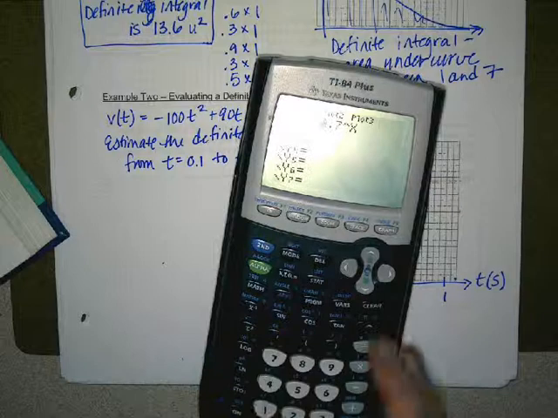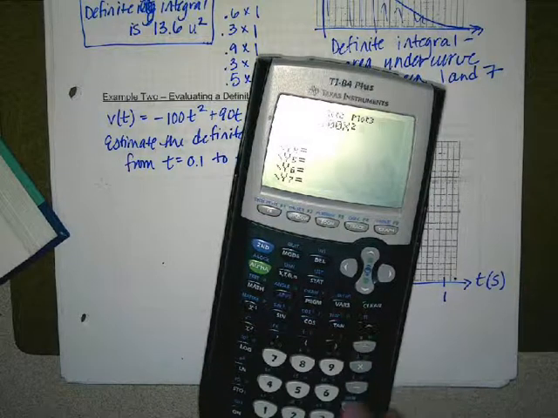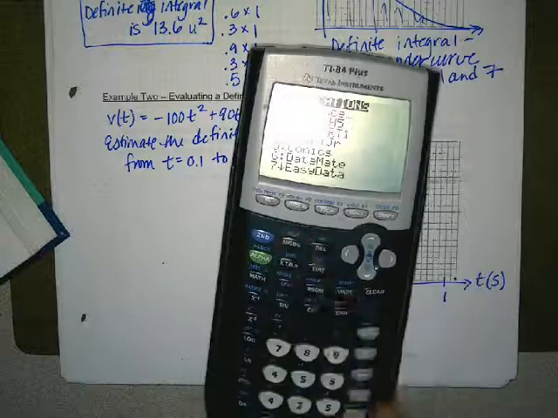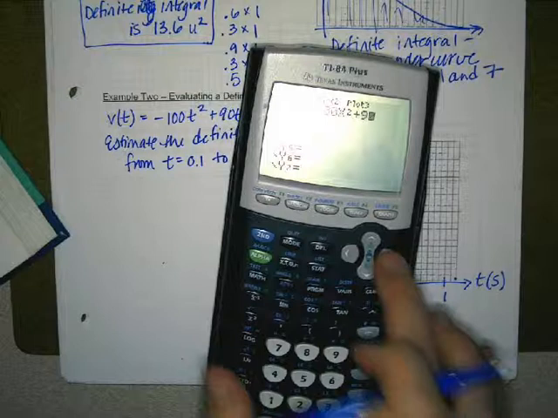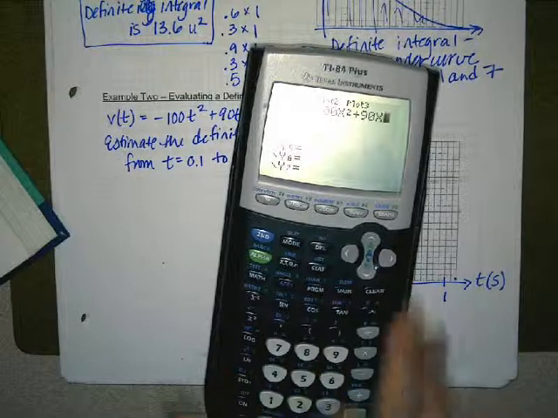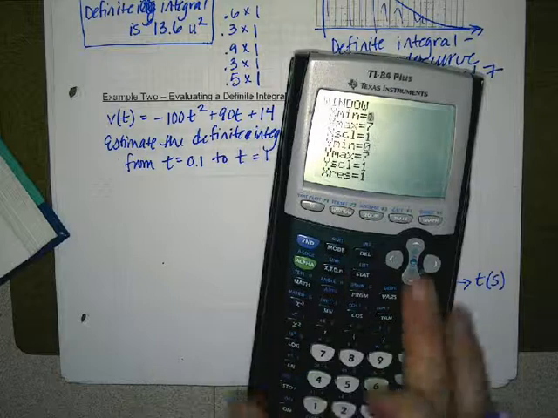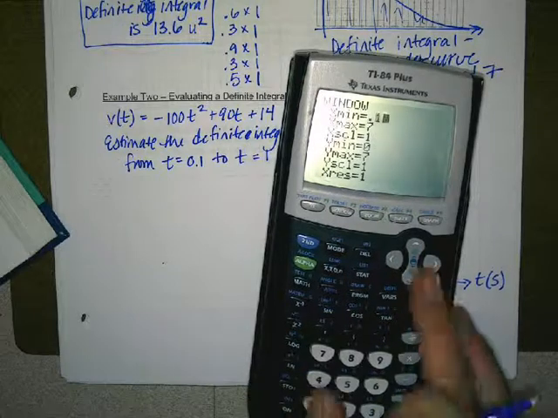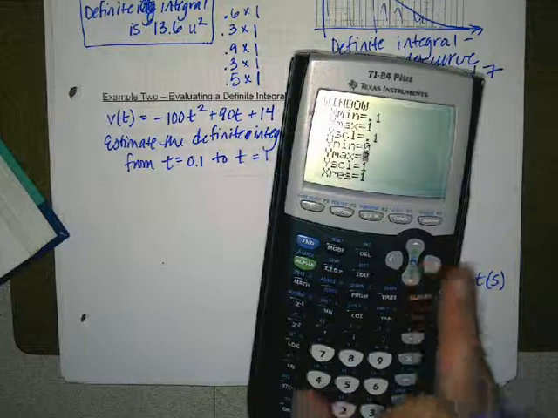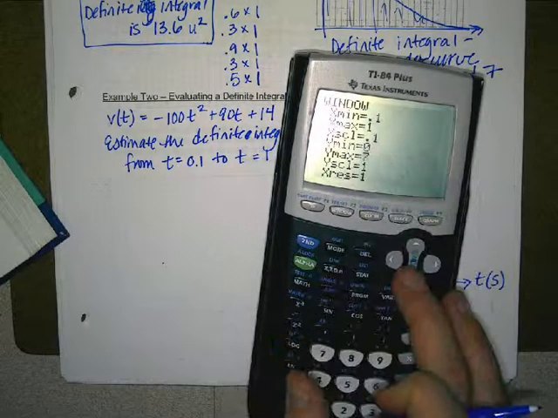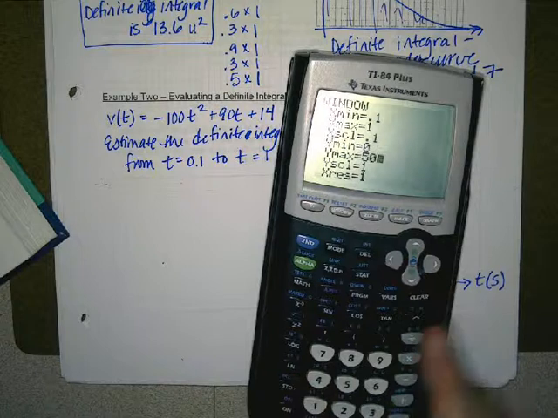Negative 100t squared plus 90t plus 14. Window, I want you to adjust from 0.1 to 1, and we're going to go up by 0.1. So every tick mark is going to be worth 0.1. And then we're going to make the y-axis go up to 50. Okay.